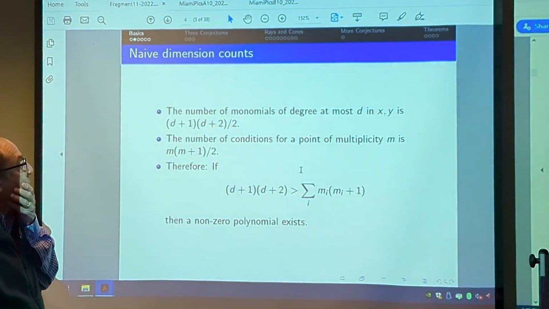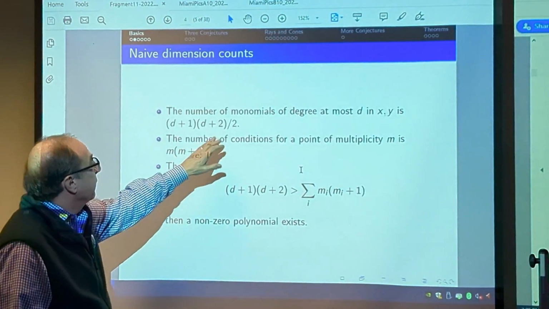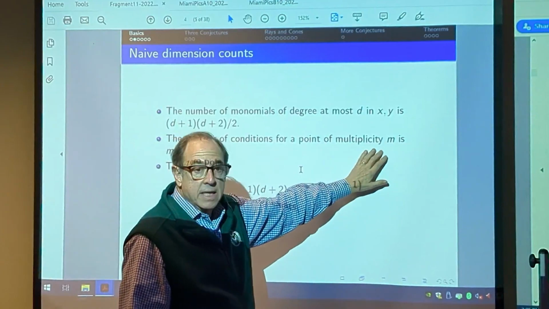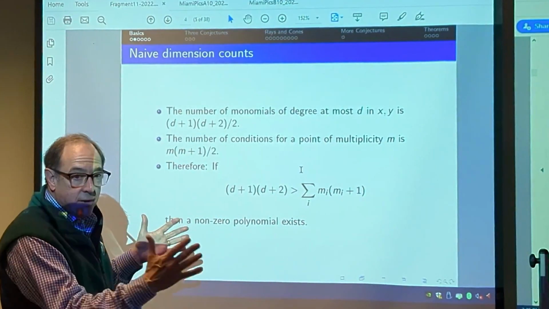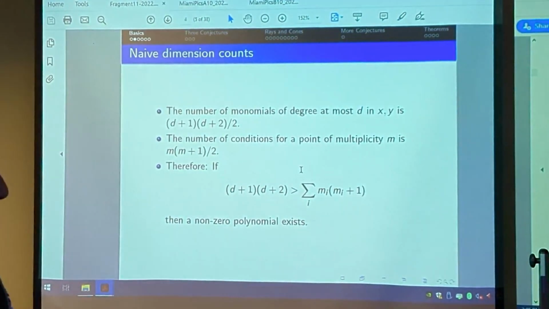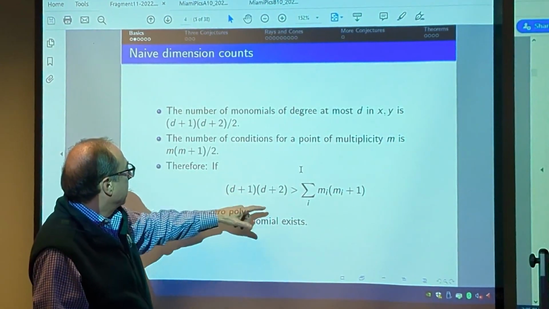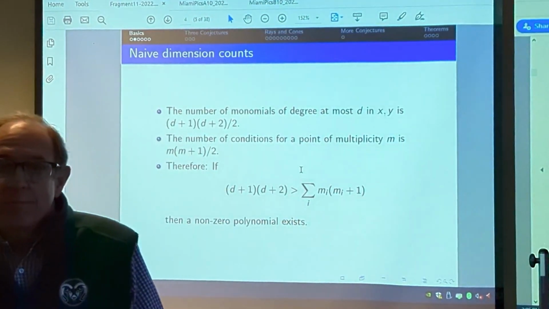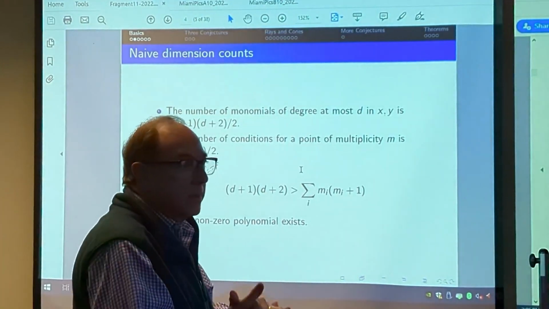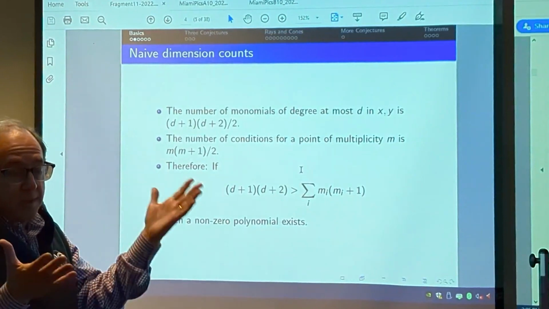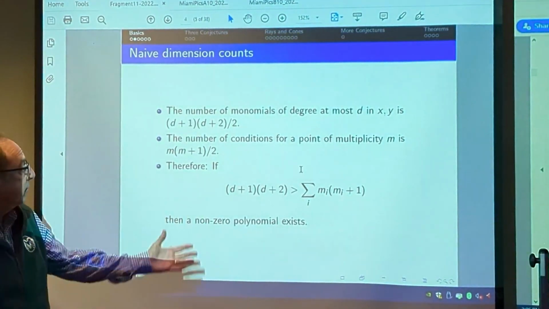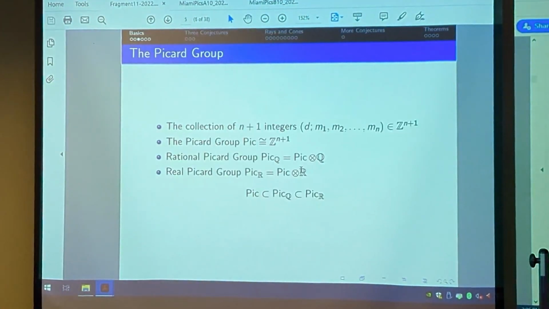All right, so what do you get from just naive dimension counts? If you have a degree d polynomial, it has this many monomials. That's how many coefficients you've got. If you want to impose multiplicity m, this many coefficients have to be 0. That's that many linear conditions. If you have more monomials than you have conditions, then there's going to be a solution. You're imposing a bunch of linear equations on a big vector space. If you impose fewer conditions than the dimension of the vector space, you will have a kernel, so you will have a non-zero polynomial. That's a naive dimension count. All right, so let's think about organizing the information a little bit more.